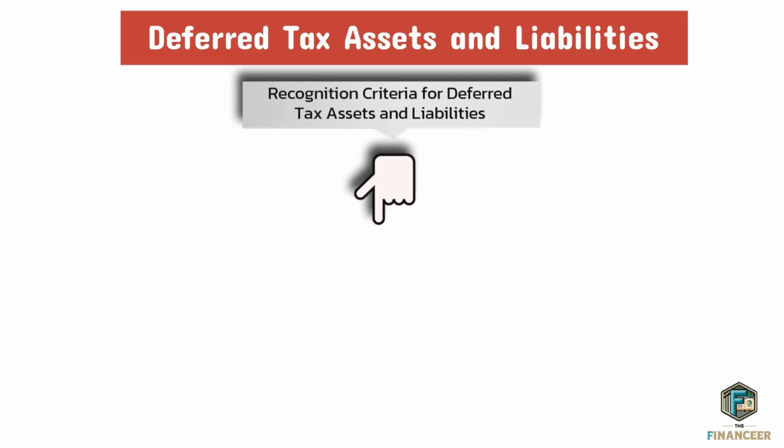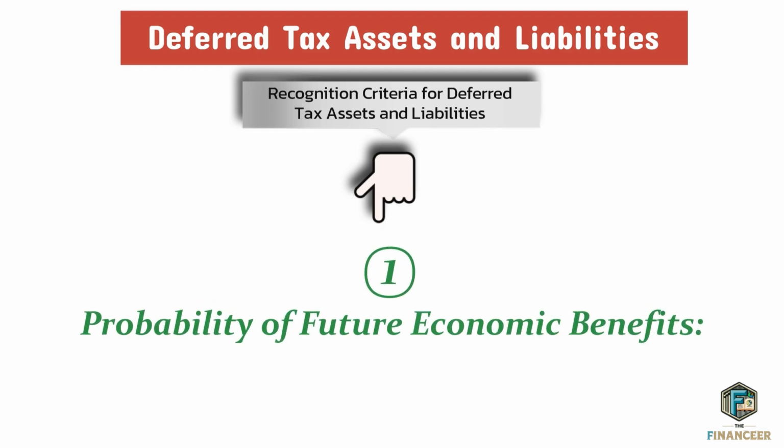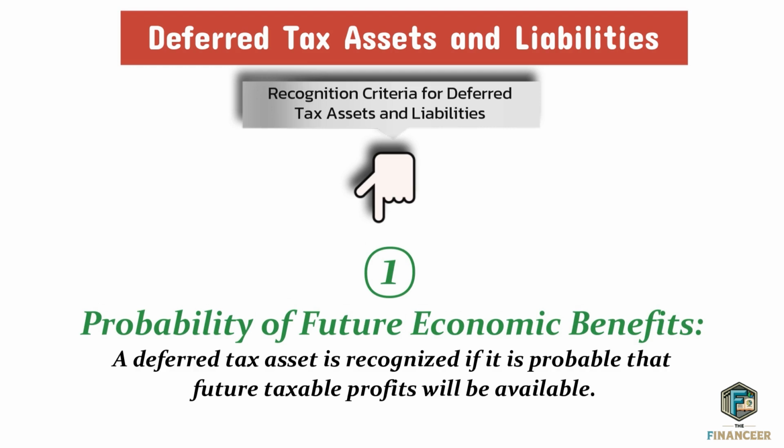Now, what are the recognition criteria for deferred tax assets and liabilities? IAS 12 provides the criteria for recognizing deferred tax assets and liabilities. Number 1, the probability of future economic benefits. A deferred tax asset is recognized only if it's probable that the entity will have future taxable profit in order to offset or utilize this benefit.